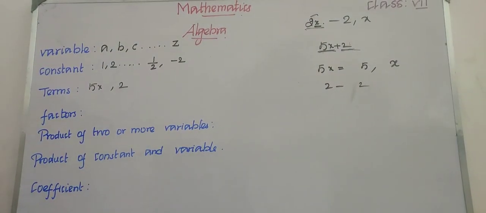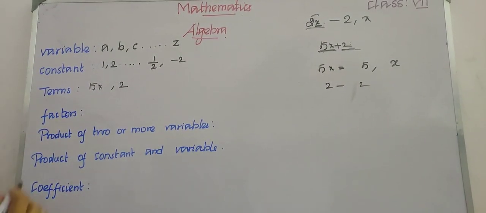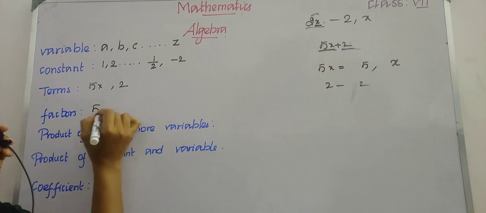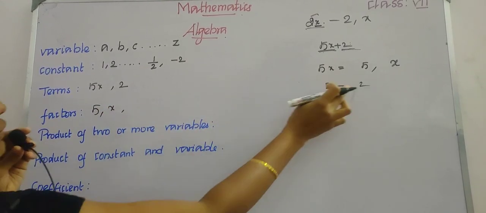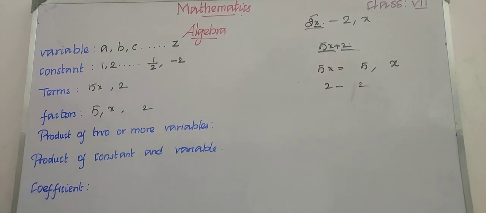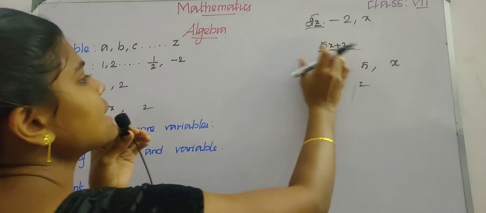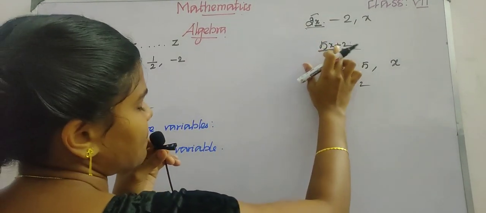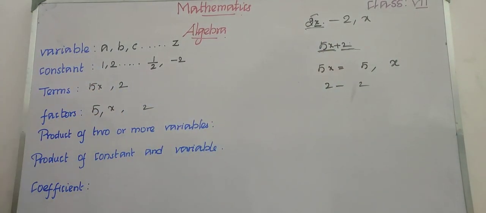So we can write the factors very easily. If it is 5x, 5 is a factor, x is a factor. If it is 2, then 2 is the factor. These are called factors. Simply the variables and constants in an equation, we will separately write as factors.